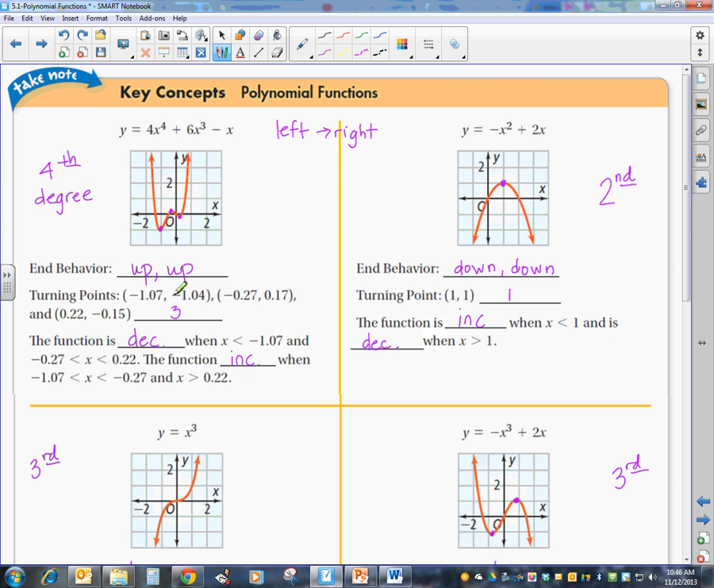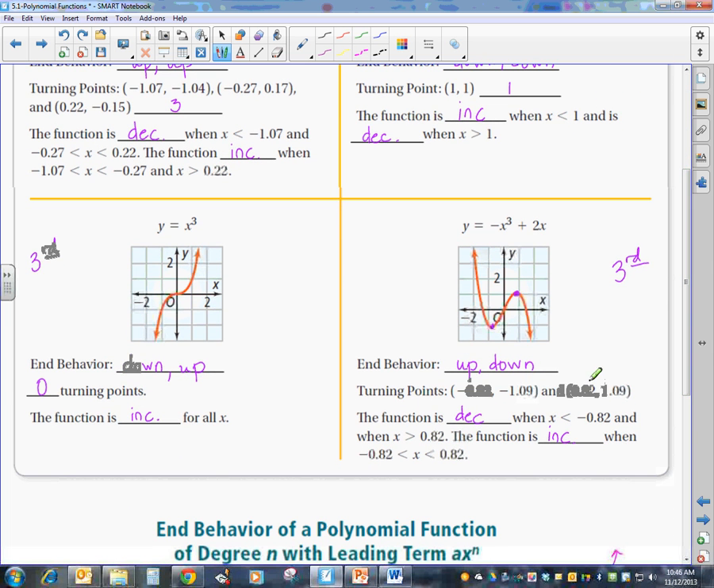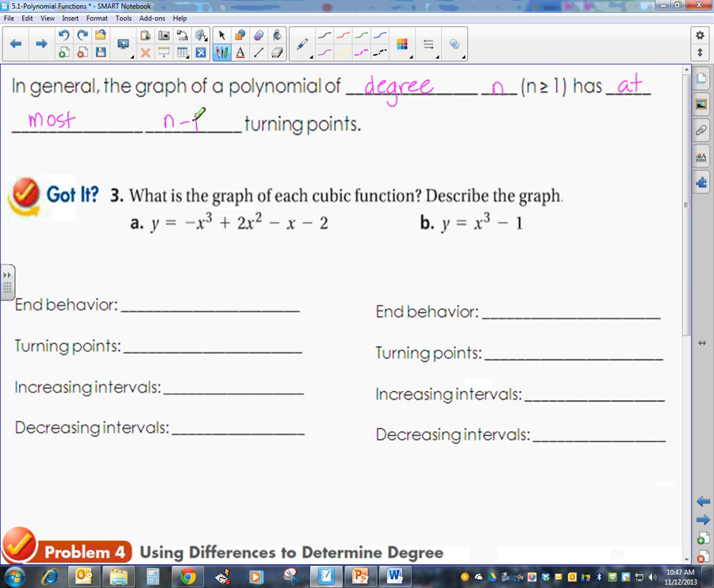So if I had fourth degree, notice we had a maximum of 3 turning points. Second degree, one less than that is 1. But see, it's at most, it doesn't always have to be that way. So this third degree had 0 turning points, but this third degree had 2 turning points. 1, 2, they didn't ask me where, but they have 2 of them. So what you want to keep in mind is every time you look at one, you'll know the maximum number of turning points that you can have.